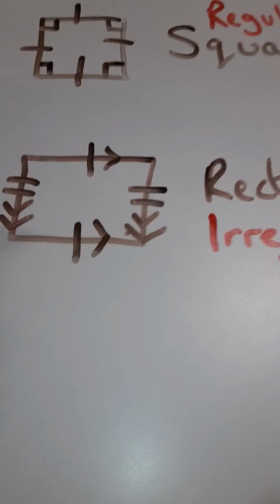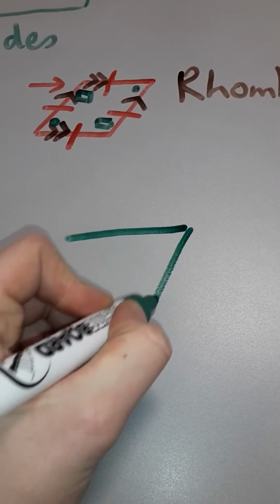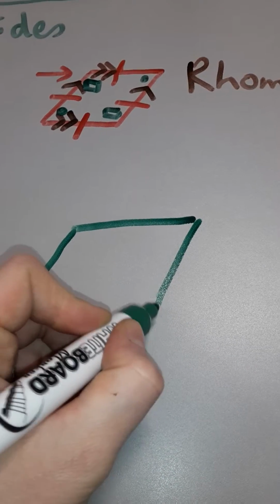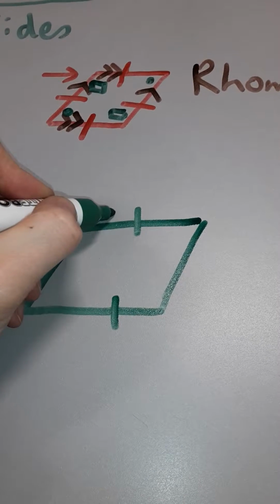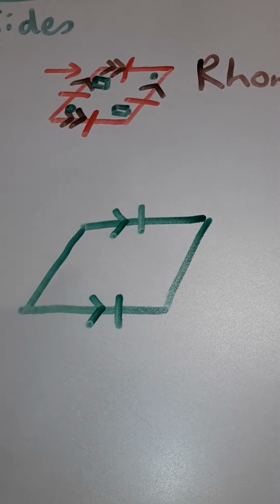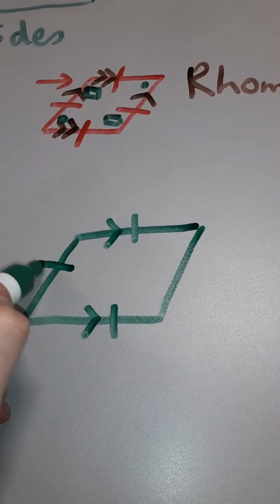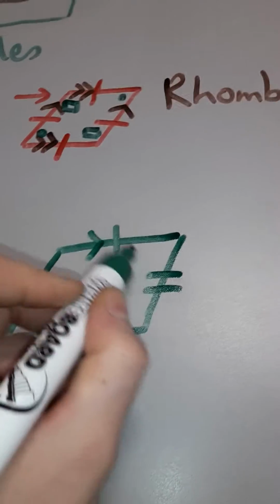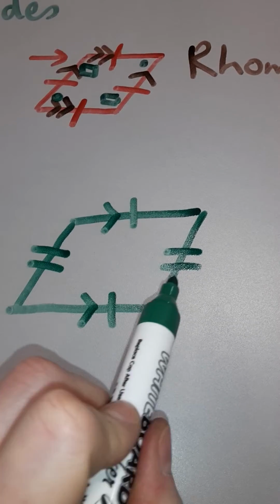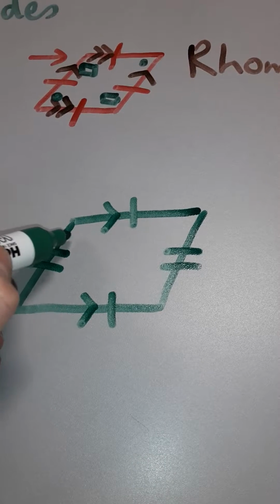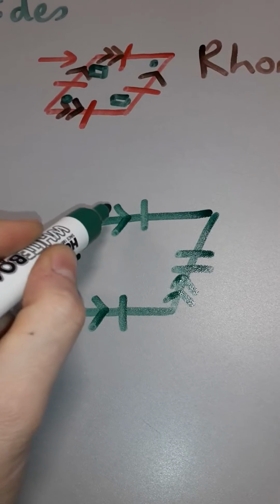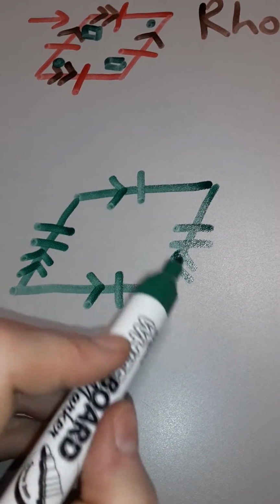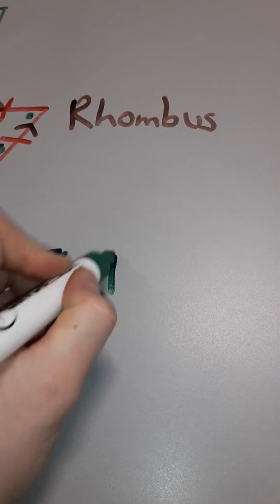If I push my rectangle over, I end up with a parallelogram. So again, opposite sides are the same length. So I've got two different types of lengths here. I've got this length and this length, which is shorter. And then opposite sides are also parallel. So I need to show that I've got two types. So I need one arrow on one pair and two arrows on the other pair. And this is called a parallelogram.